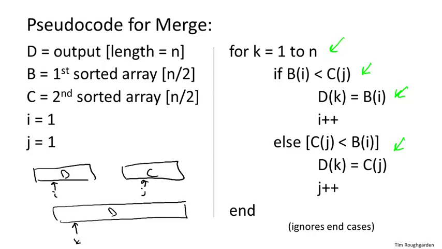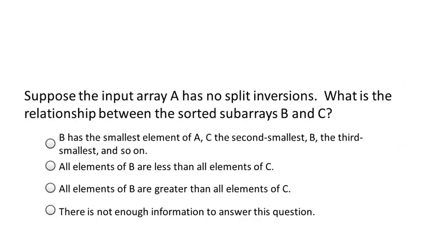Now, to get some feel for what on earth any of this has to do with the split inversions of an array, I want you to think about an input array A that has the following property: that there are no split inversions whatsoever. So every inversion in this input array A is going to be either a left inversion, so both indices are at most n over 2, or a right inversion, so both indices are strictly greater than n over 2. Now the question is, given such an array A, once you're merging at this step, what do the sorted subarrays B and C look like for an input array A that has no split inversions?